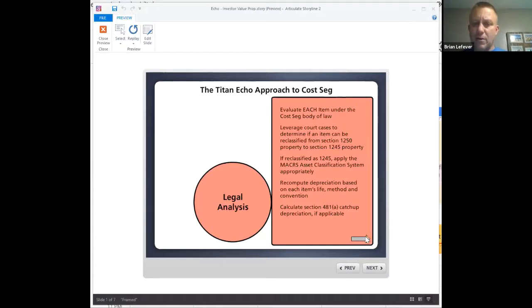It's done on a complicated form called 3115. If we have any CPAs on the call by chance, CPAs hate this form. It's just messy. We do it for them. That's how we get this benefit of cost seg into your tax return. So that's the three pieces of the puzzle.